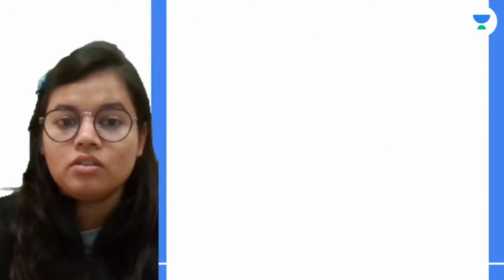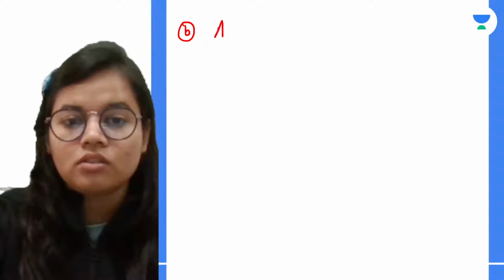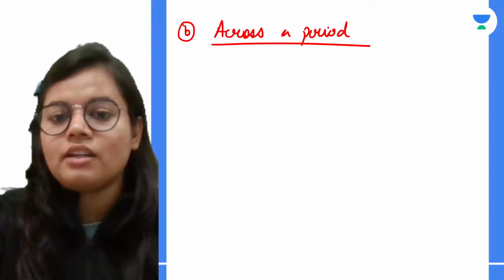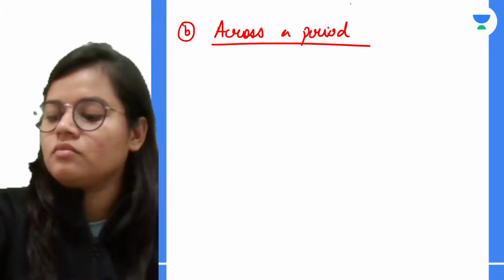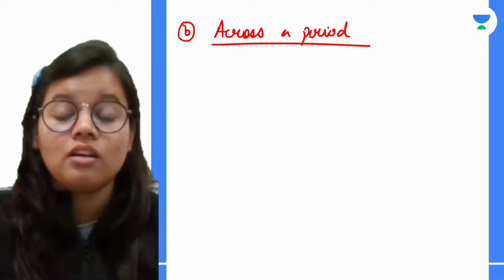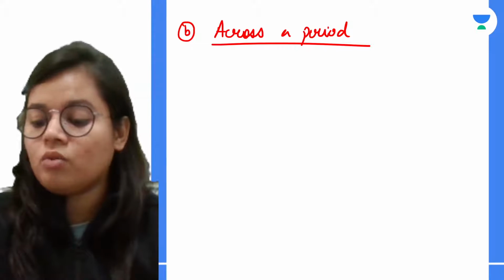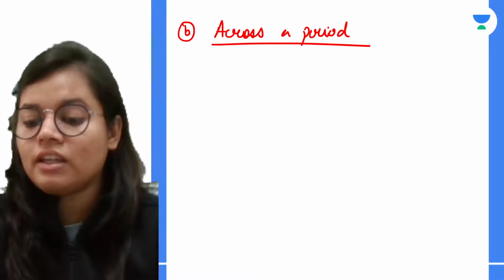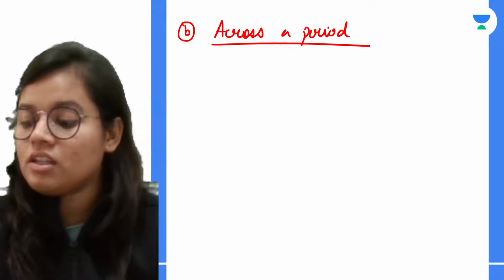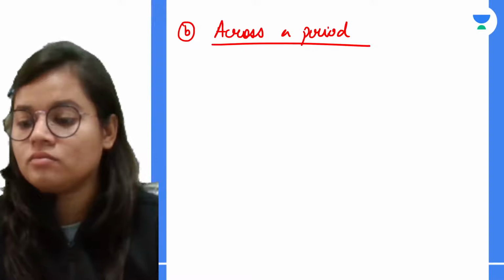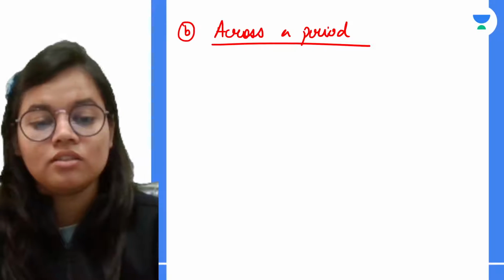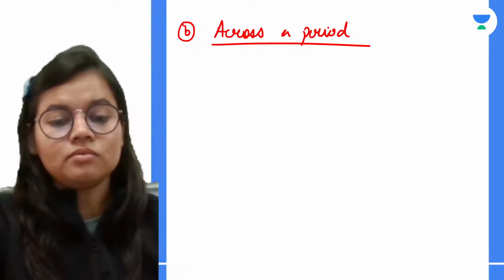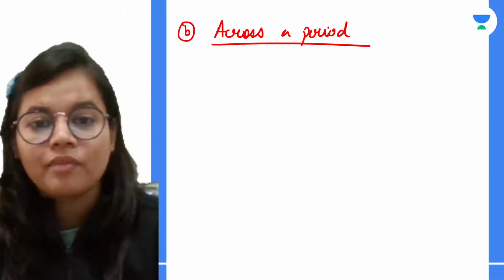Now let's talk about across a period. So what happens to the valency across a period? Is it increasing or decreasing, or does it remain constant? What is the change that you would be seeing? It increases first and then it decreases. Okay, why does it increase first and then decrease? What is the reason? Anyone?